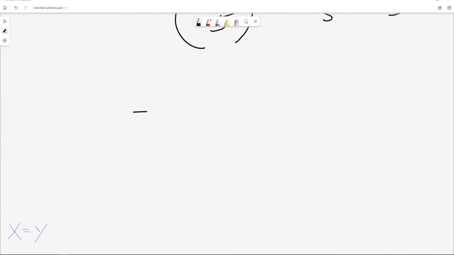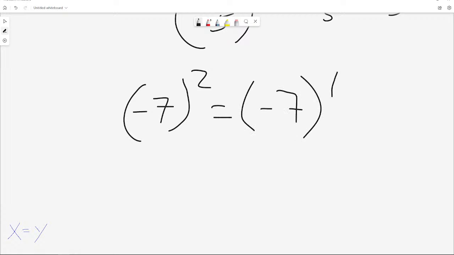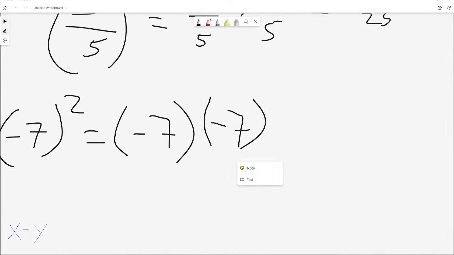Now how about a negative number? (-7) squared. What are we going to get? We're going to get -7 multiplied by -7. And we know that equals 49.